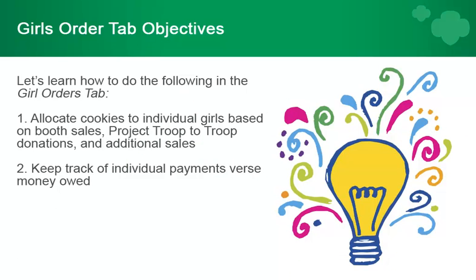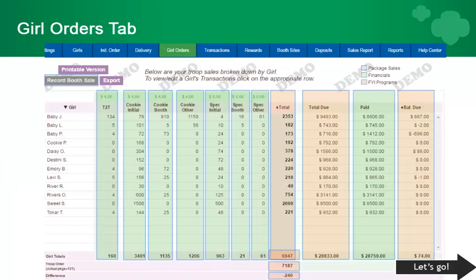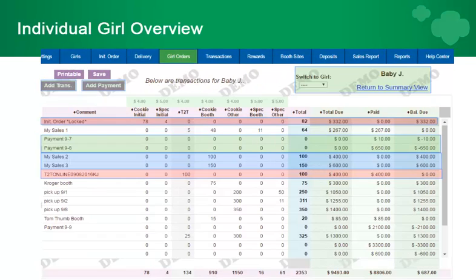In the Girl Order tab, you'll learn how to allocate cookies to individual girls based on boost sales, project troop-to-troop donations, and additional sales. You'll also learn how to keep track of individual payments versus money owed. Use your mouse to roll over the different areas of the screen for information. Use your mouse to roll over the highlighted areas on the screen.